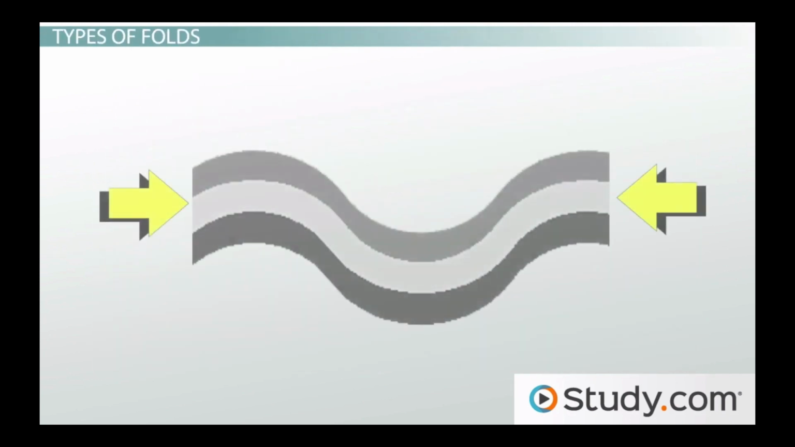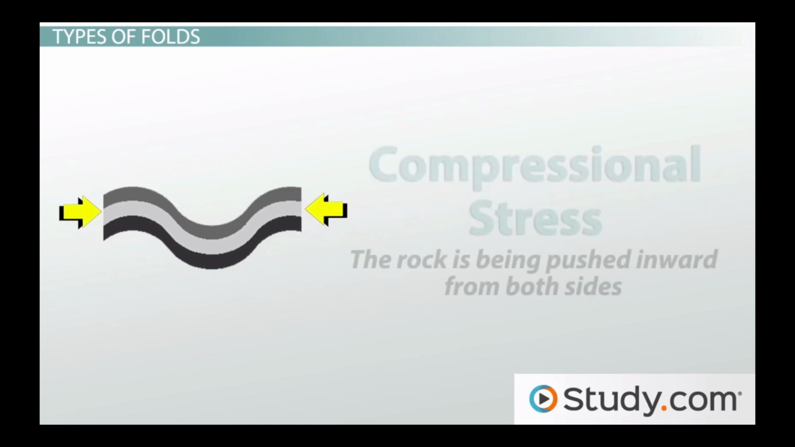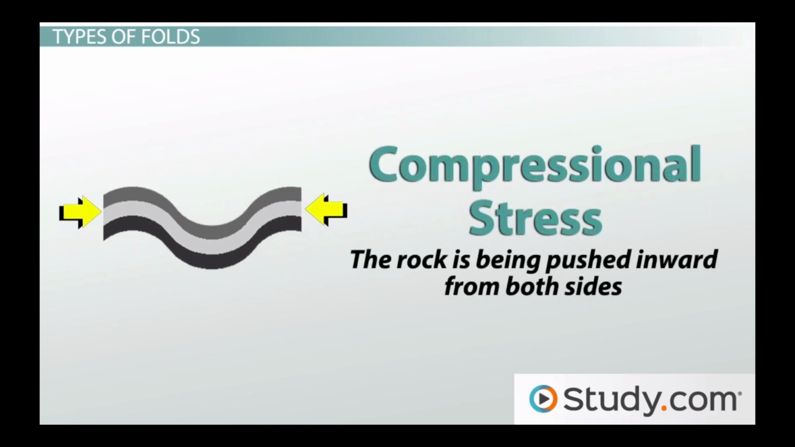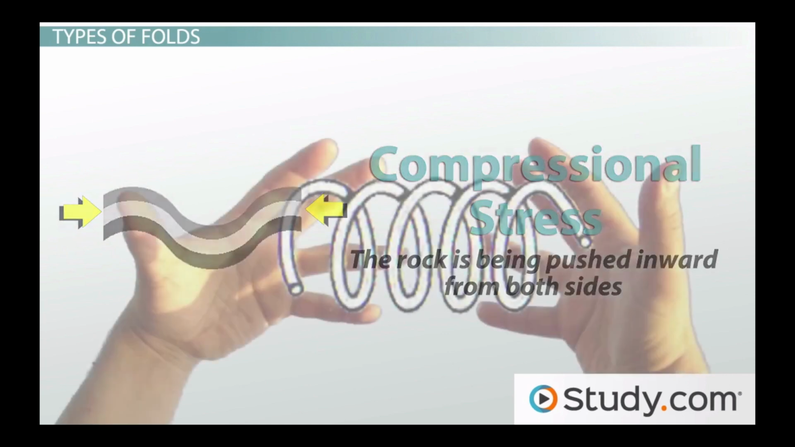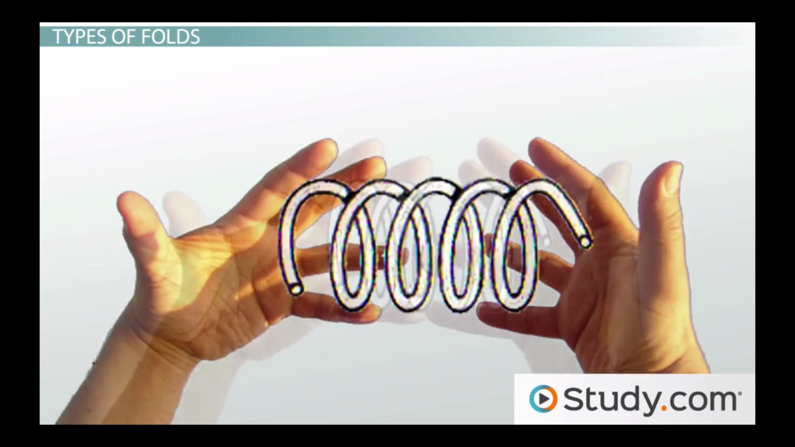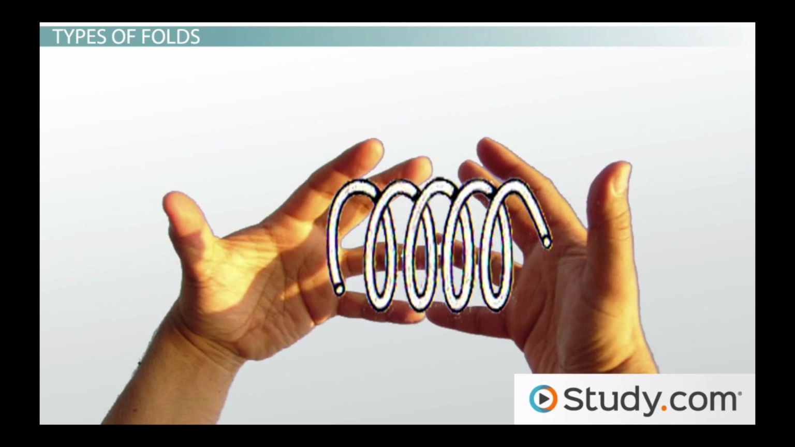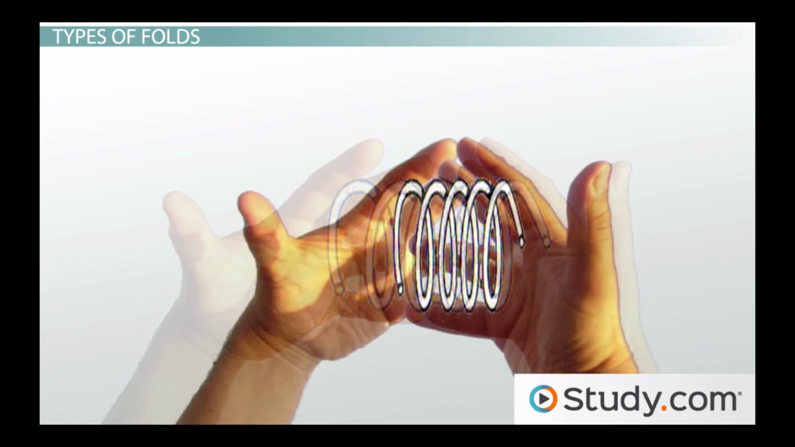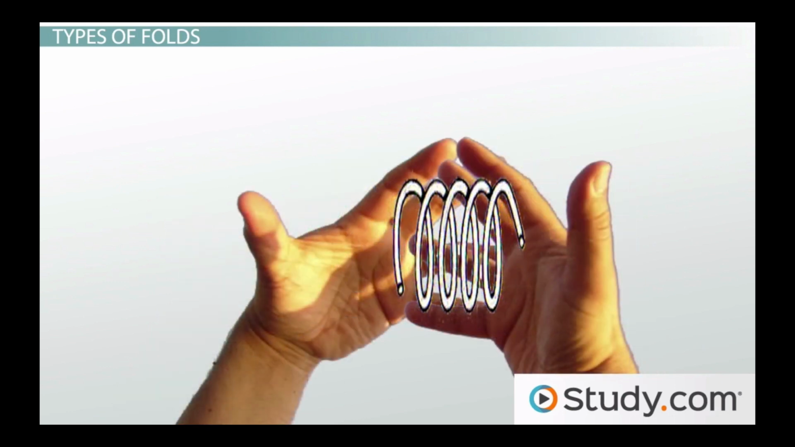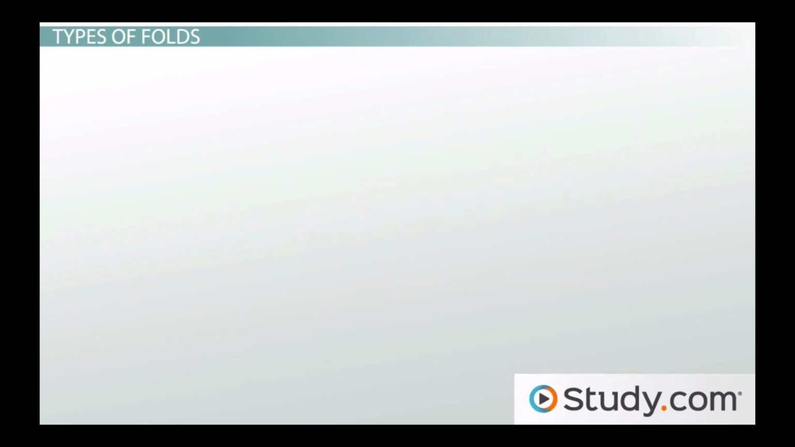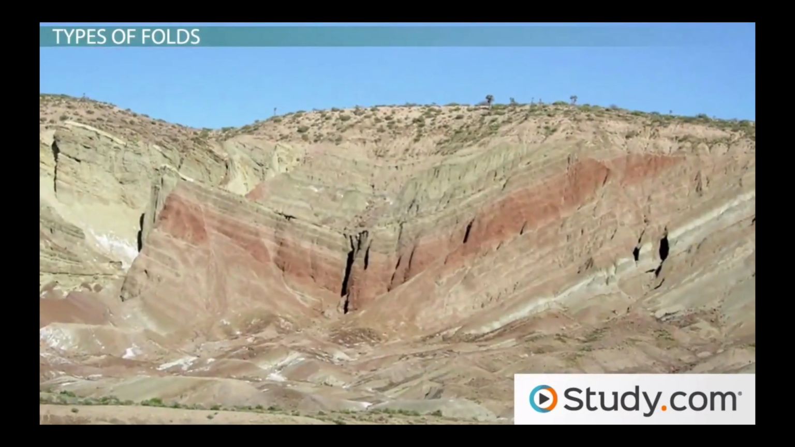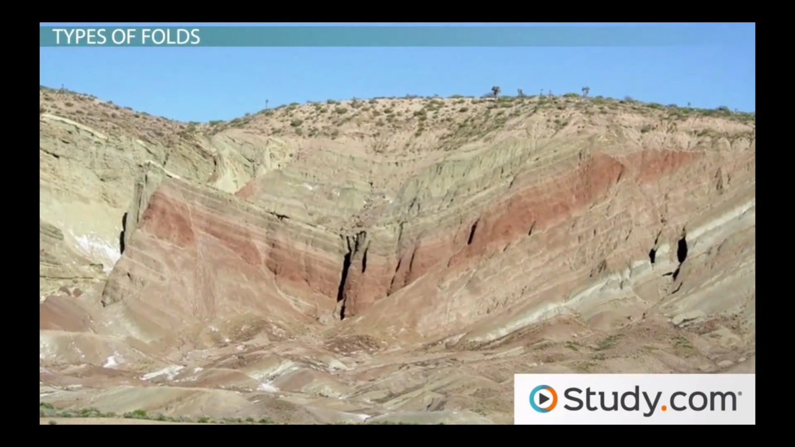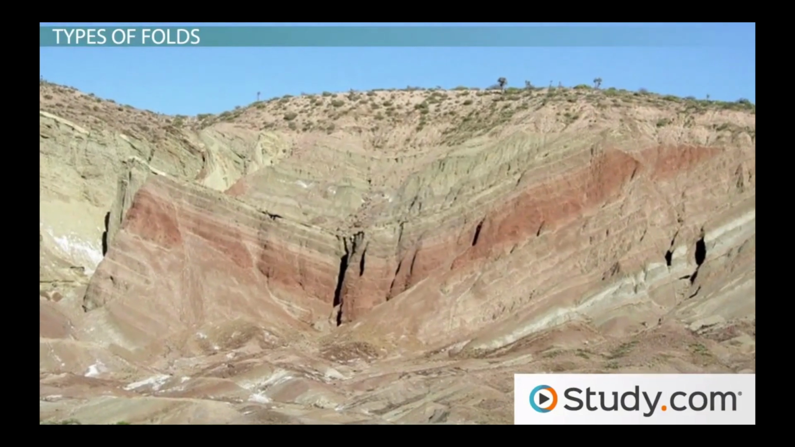Folds are created in rock when they experience compressional stress. This is when the rock is being pushed inward from both sides. This is like if you put a spring between your hands and push them together. As you push, you're compressing the spring, and rock can be compressed in the same way over long periods of time. There are different types of folds created by compressional stress depending on which way the rock bends.